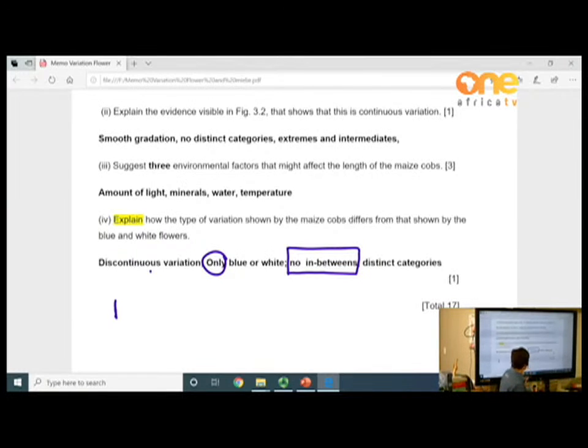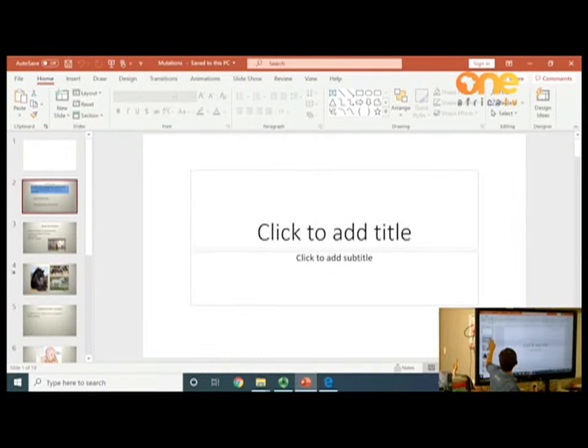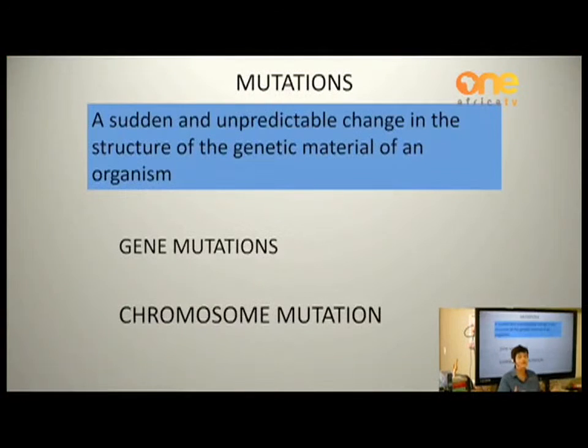Grade 12. Now we can continue with our mutation lesson. Now that we have covered, there are variations. Variations is caused by the environment or by the genes. We have two categories, continuous. We start with one extreme, smooth gradation to the other extreme and all the in-betweens. Continuous, draw a histogram. Then we have discontinuous, distinct variation.